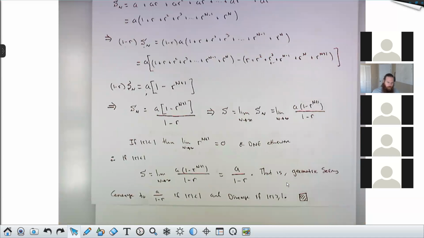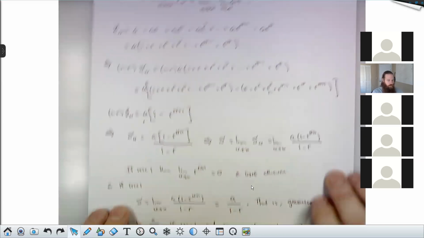Now, again, you're not responsible for the proof, but you are responsible for knowing the theorem. You need to know what geometric series are. Their sums, sigma, some constant times some other constant to the n. And you need to know when they converge. They converge if and only if the absolute value of r is strictly less than 1. And you need to know, in the case where they converge, what they converge to. They converge to the starting term, whatever that is, divided by 1 minus r, where r is the common ratio.